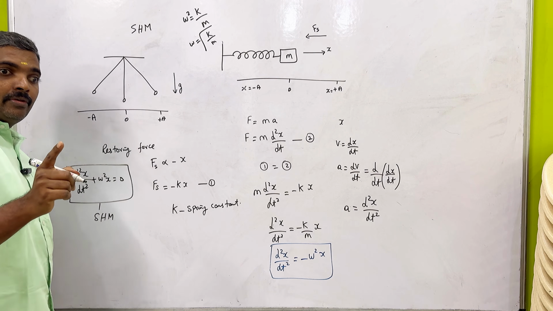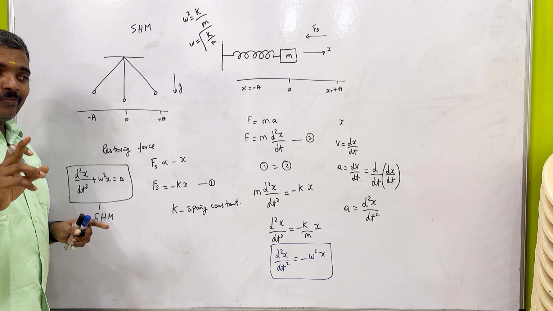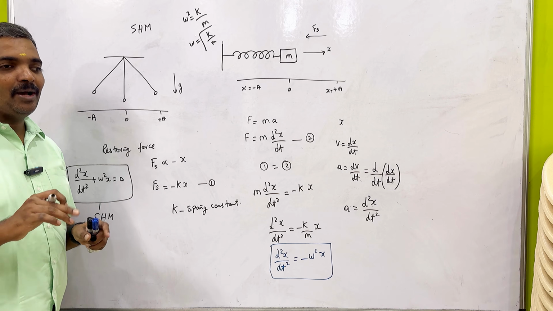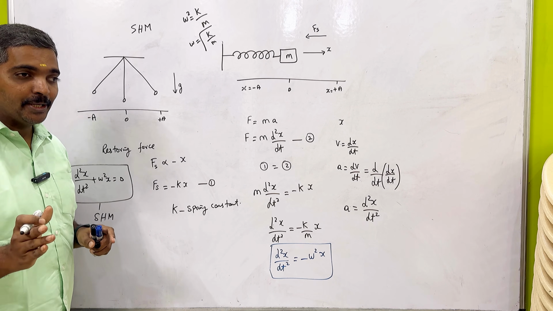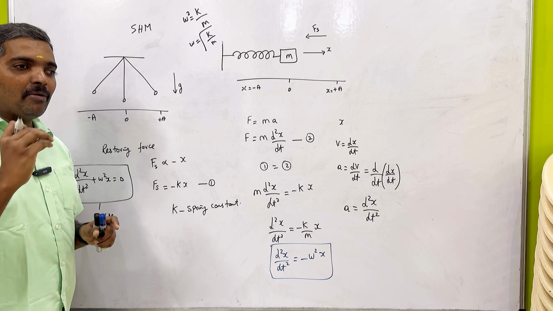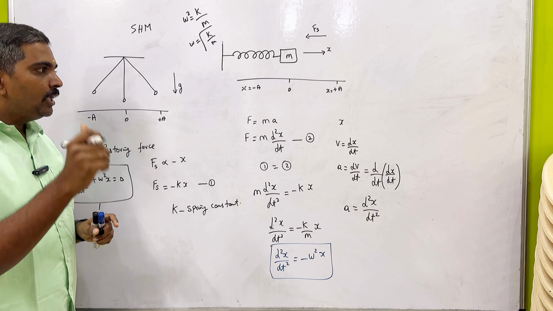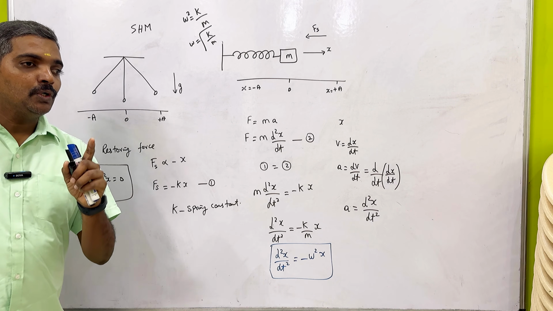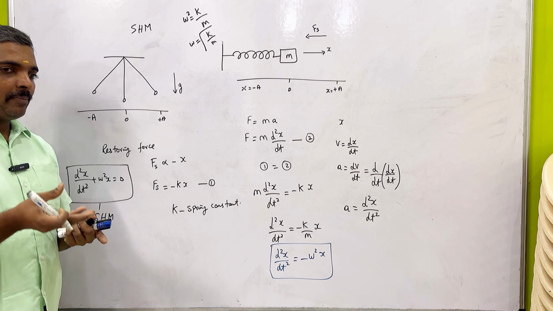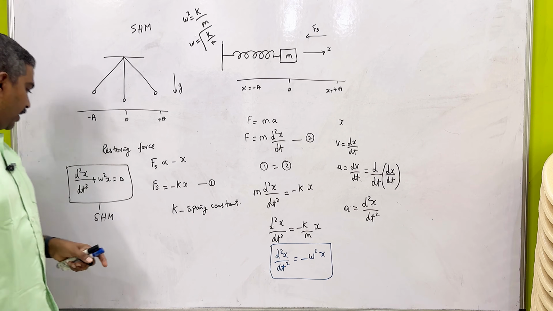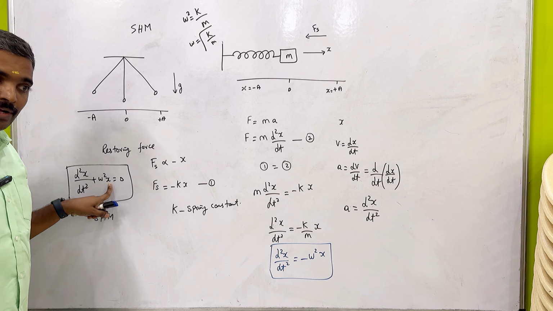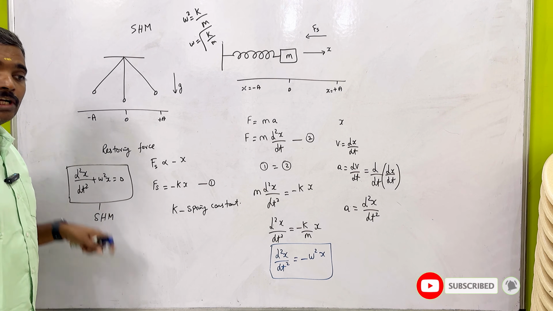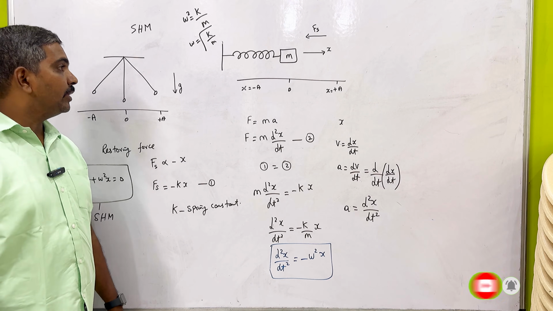What I told you in the starting: all simple harmonic motions are periodic, but not all periodic motions are simple harmonic. So if you have a periodic motion, in the examination they will provide the expression for the motion, they will provide the x value, and ask you to confirm whether it is simple harmonic motion or not. So you have to substitute this x value here. If it obeys this equation, then it is said to be simple harmonic motion. Concept clear?